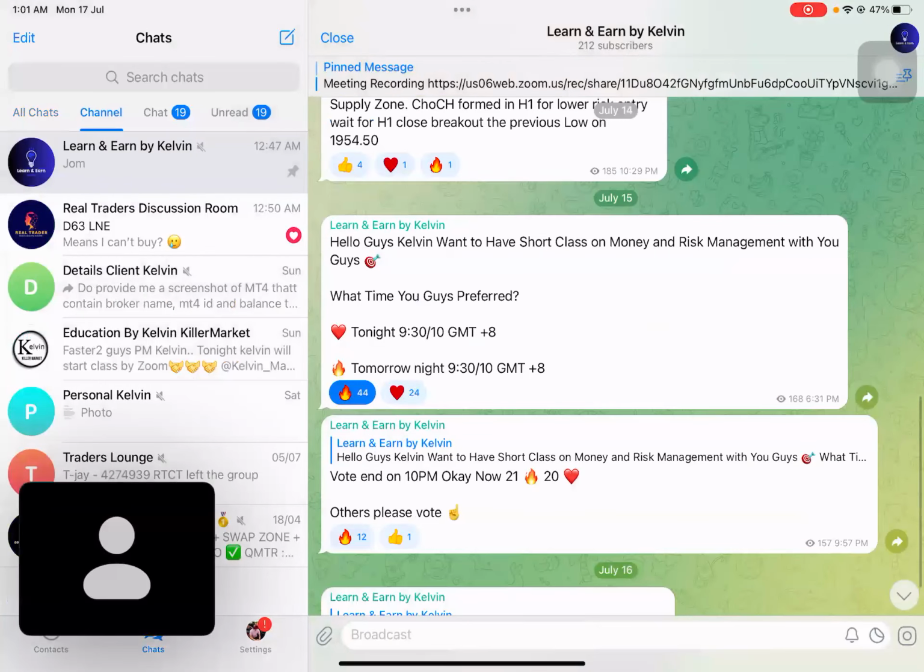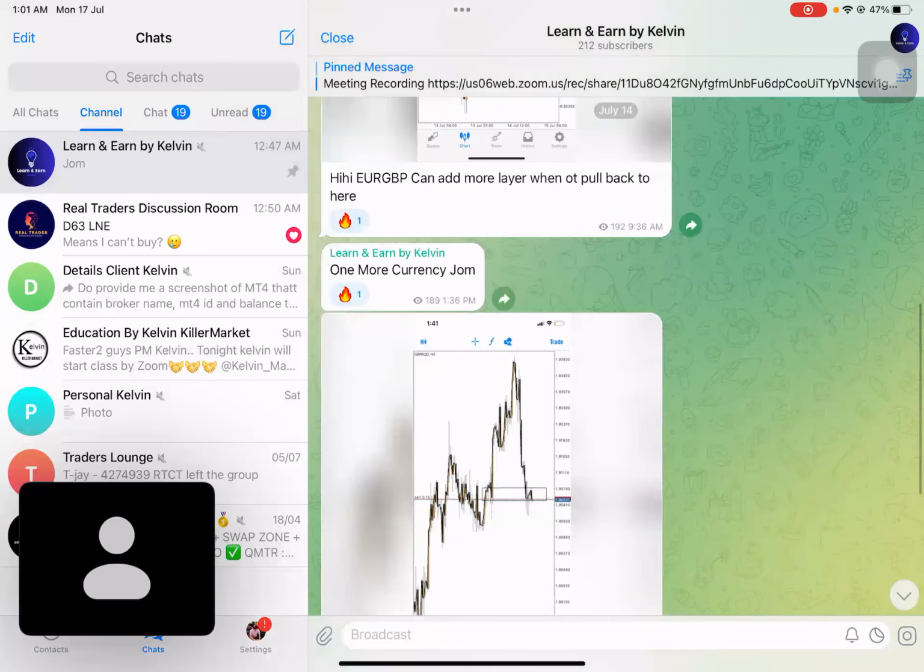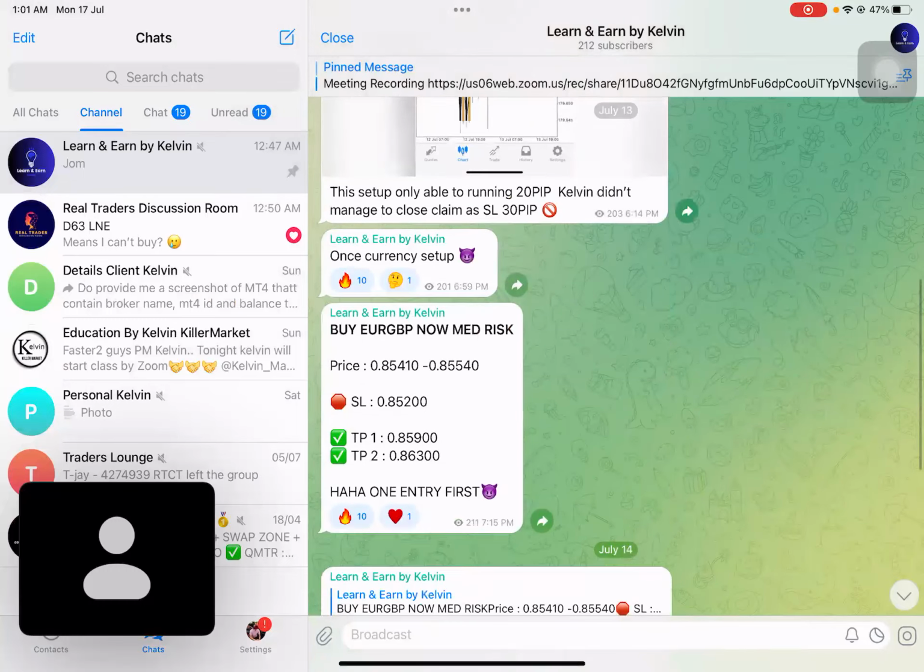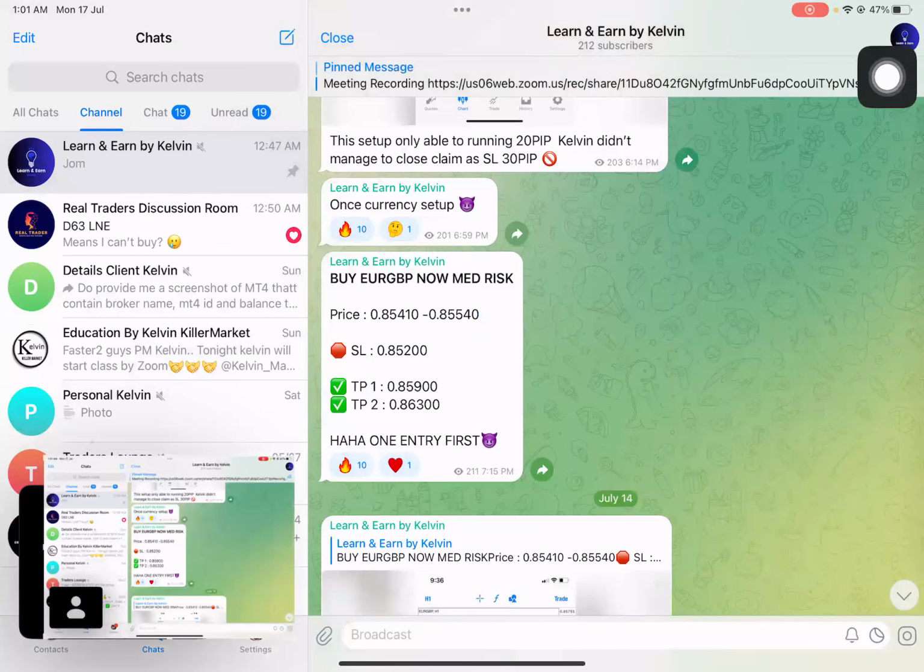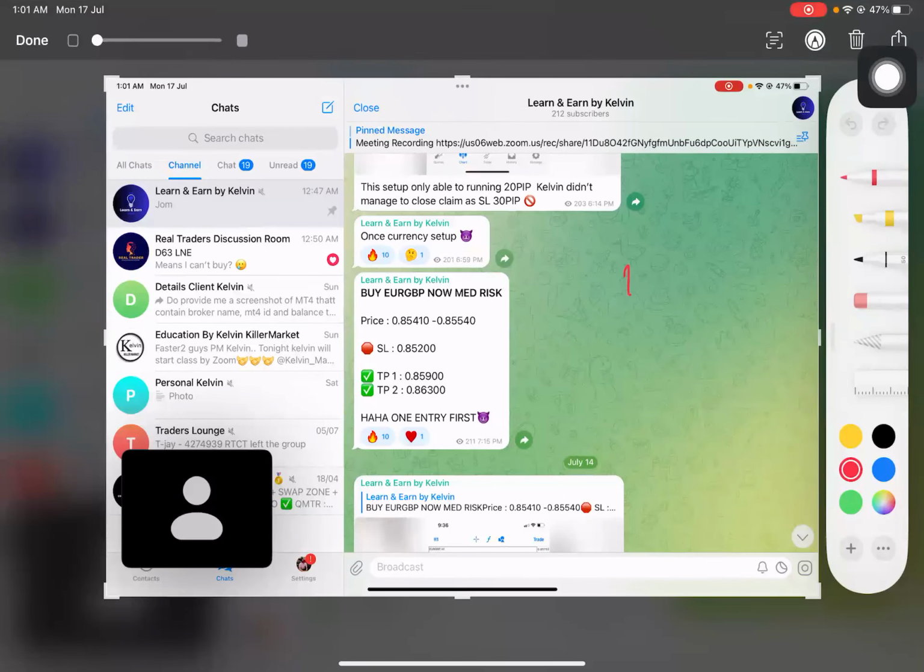For example, this one here, buy Euro GBP. The risk right now, our zone is 13 pips. The stop loss from the zone is 21 pips. So the total will be 34 pips risk. From the zone, how many pips is the reward right here? 36 pips of reward.